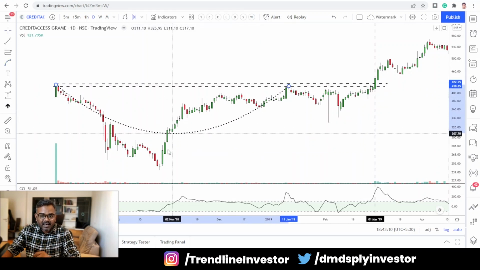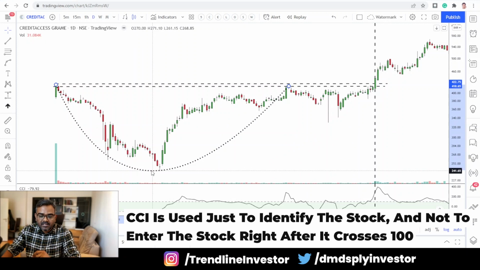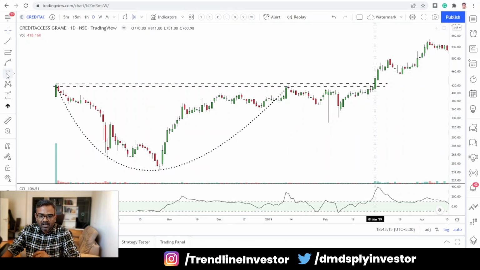Now all I use CCI for is my scanning purposes. I don't enter just because CCI has crossed 100, I will not enter the stock. Right, now I'll show you how I also enter the stock based on this.